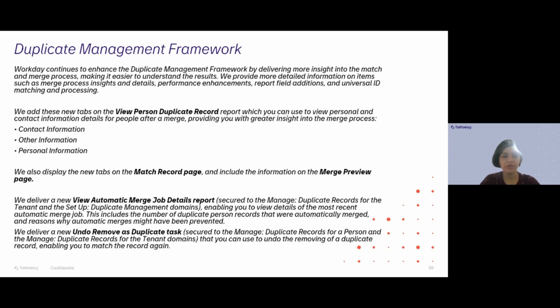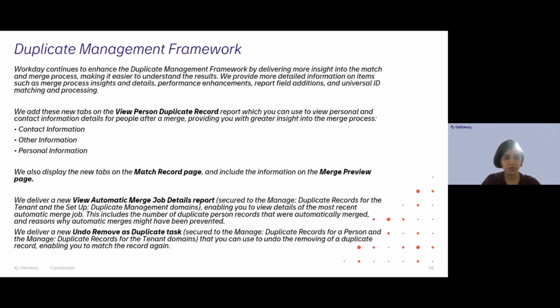There are new tabs also being added to the View Person Duplicate Record report, which you can use to see the personal and contact information. That will help you to get more insight on the merge process. So you can see the contact information, other information, and personal information tabs now on the View Person Duplicate Record report. There are new tabs on the match record page, and they include more information on the merge preview page.